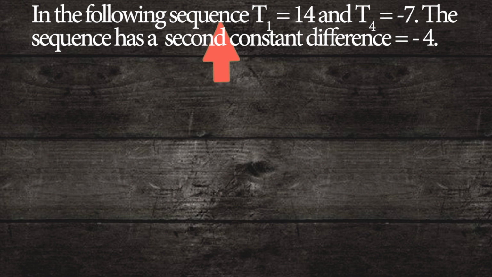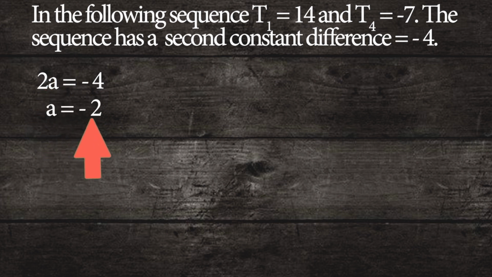In the following sequence, t1 or term 1 is equal to 14 and term 4 is equal to minus 7. The sequence has a second constant difference equal to minus 4. Now we have two terms given to us as well as the second constant difference. So we are going to make use of the following method. So please follow. The second constant difference is minus 4. So we know that 2a is equal to the second constant difference, and that is minus 4. So a is equal to minus 4 divided by 2, and a is equal to minus 2.